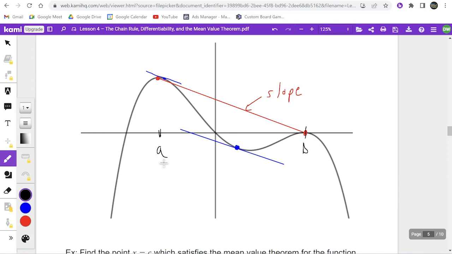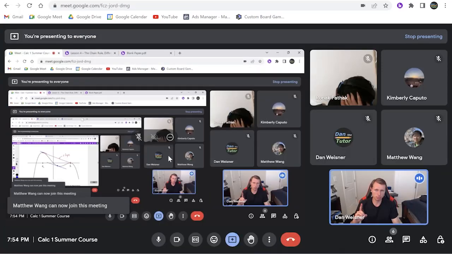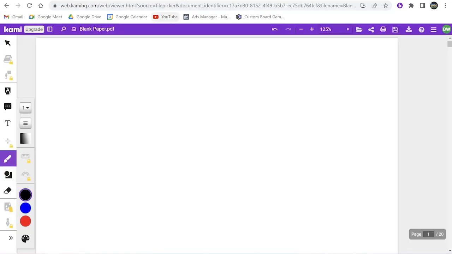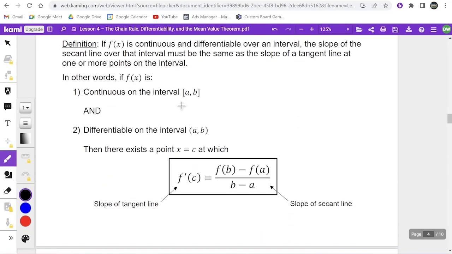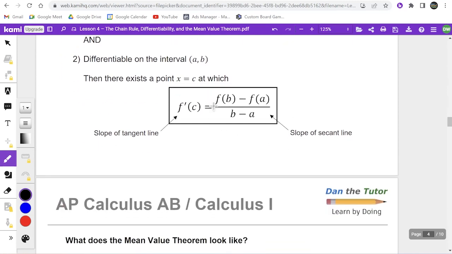Basically, if you want to put this in the most basic terms possible, we're going to look at the formula, and then I'm going to explain it in the most basic terms possible. So let's look at the formula right here.